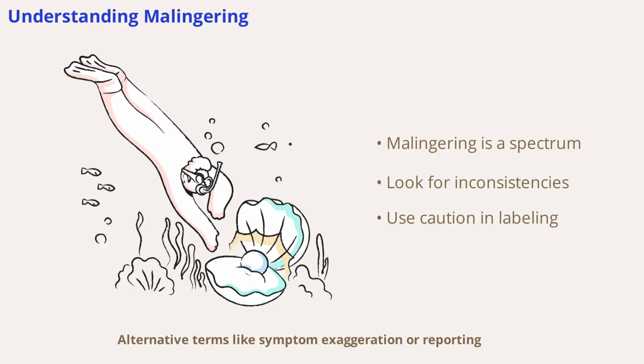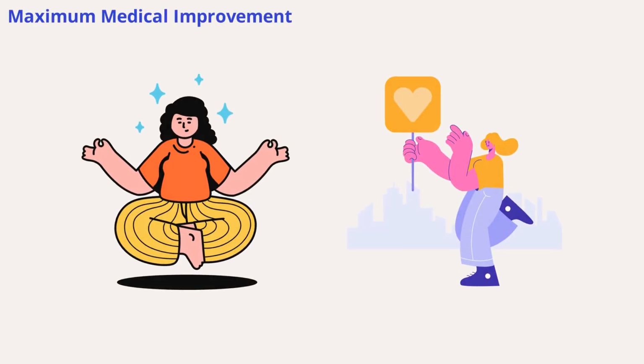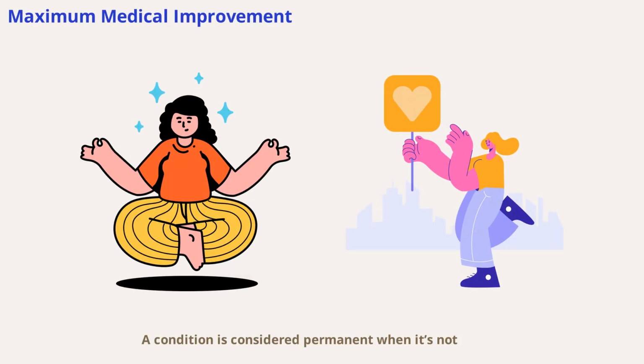Alternative terms like symptom exaggeration or reporting inconsistencies are often more appropriate and less polarizing. A condition is considered permanent when it's not expected to change significantly over the next year. In mental and behavioral disorders, this concept can be tricky due to variability in symptoms and course. Some disorders are chronic, with periods of remission and relapse. Evaluations must account for fluctuations in functioning and consider whether the patient has reached a stable plateau.